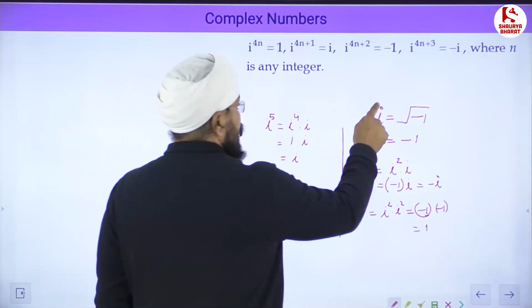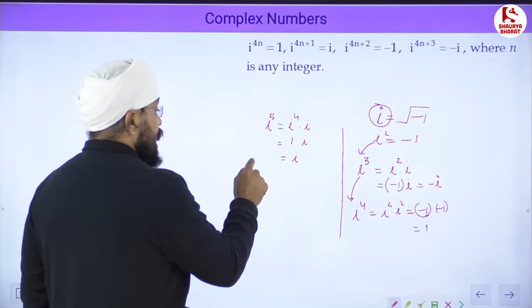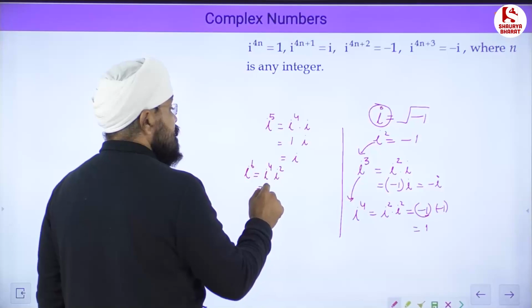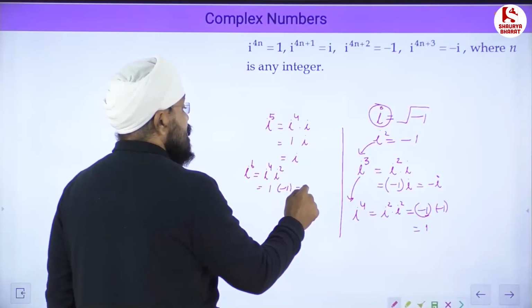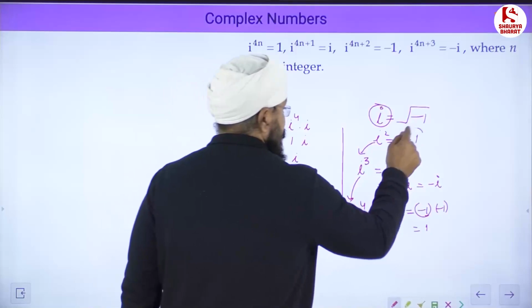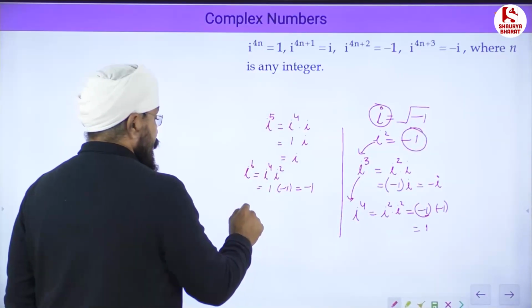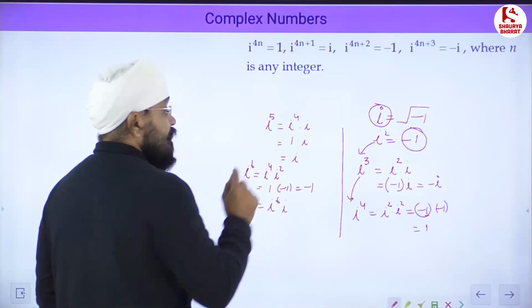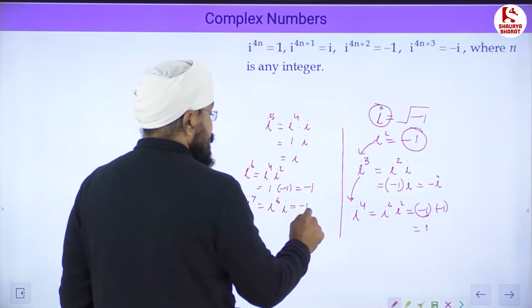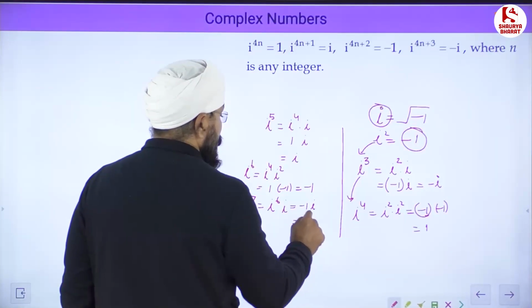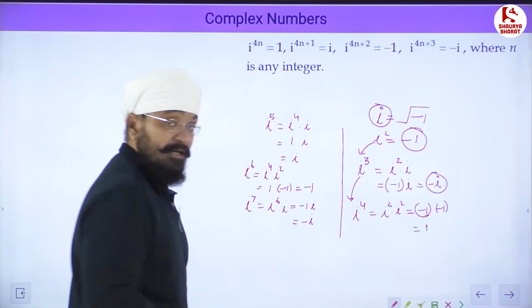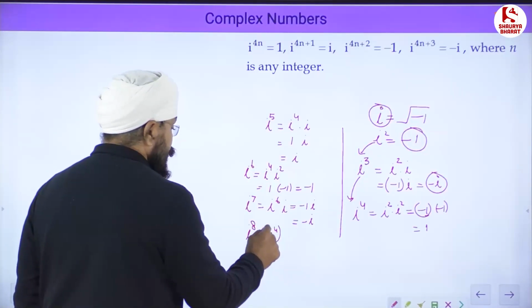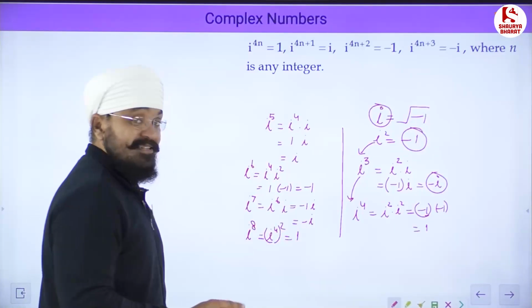Now, just see the pattern. Here we have iota. When I go for iota to the power 6, this is iota to the power 4 into iota square, which is 1 into -1. As a result, we get -1. See the next pattern, we have -1. And again, if I go for iota to the power 7, which is iota to the power 6 and iota, iota to the power 6 is -1, and when multiplied by iota, we get minus iota. So the terms are repeating, and at last when we go for iota to the power 8, it is iota to the power 4 whole square, which as a result is 1.